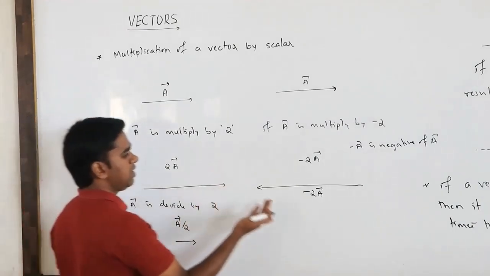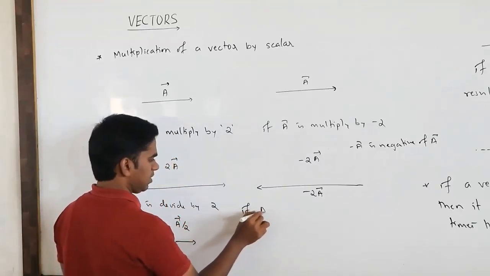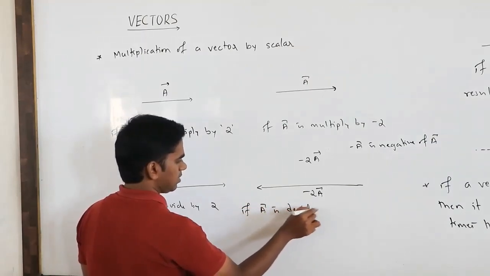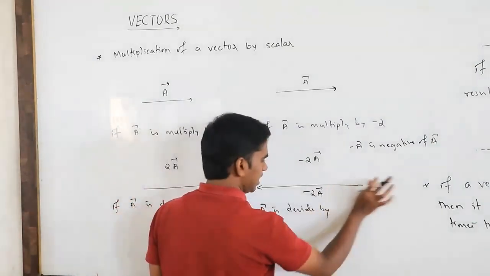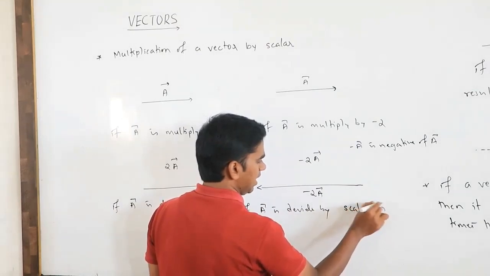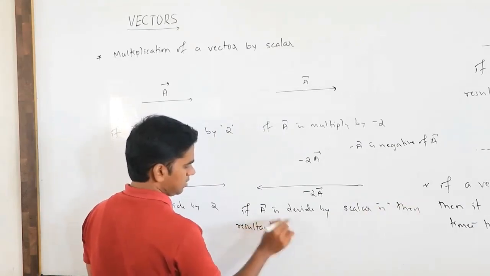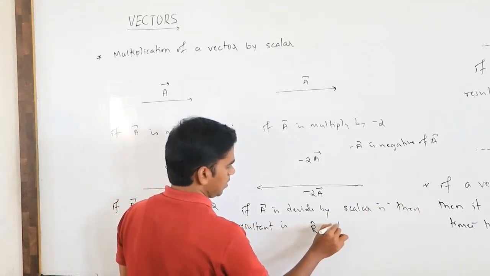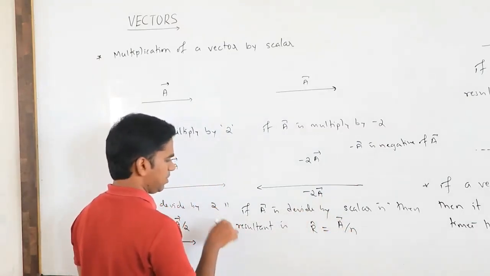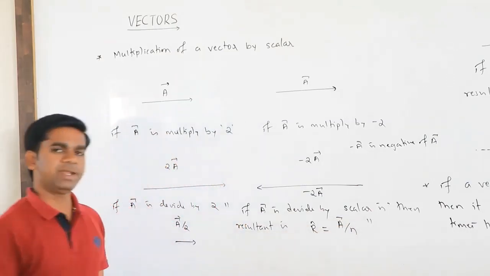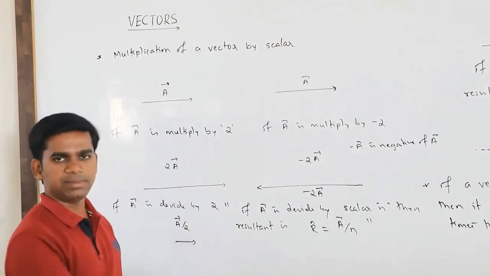Or if you divide by minus 2, or generally, if a is divided by n, or you can call it scalar n, then the resultant is equal to vector a divided by n. So this you have to remember. When a vector a is multiplied by n, it will become n into a. When a vector is divided by n, it will be a by n.